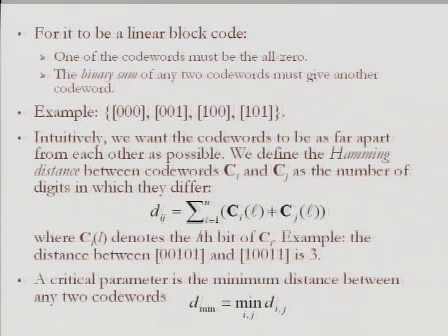So for example, between these two, 0, 0, 0 and 0, 0, 1, the Hamming distance is just 1. They only differ in 1 bit. Between 0, 0, 0 and 1, 0, 1, the Hamming distance is 2. There are 2 bits that are different, and so on and so forth.